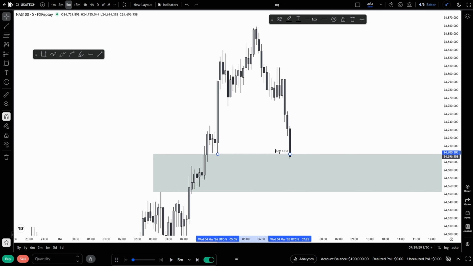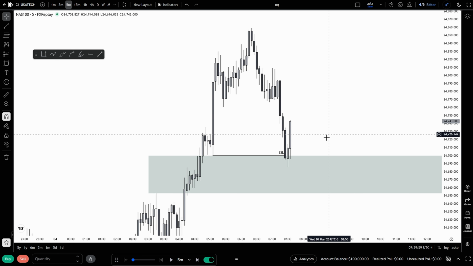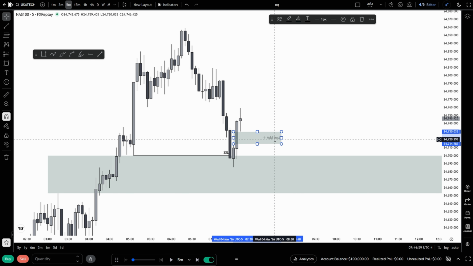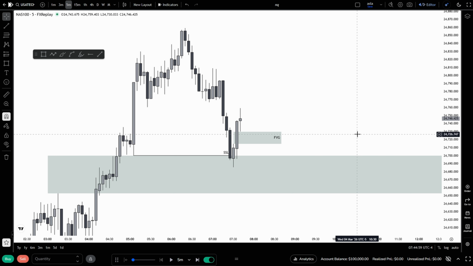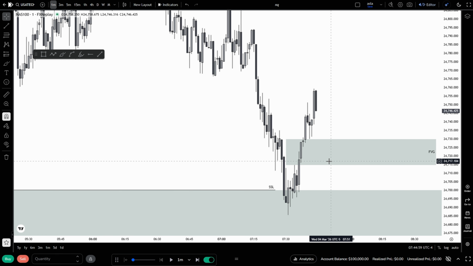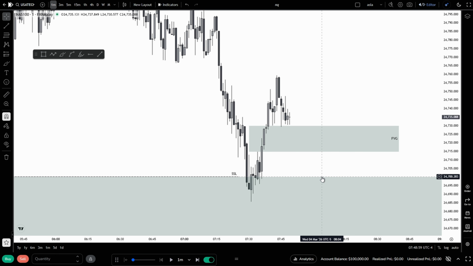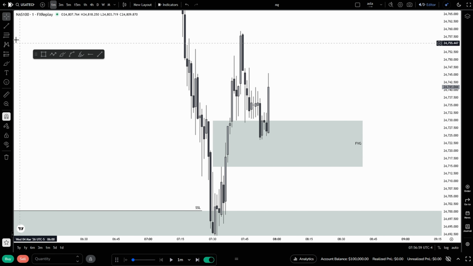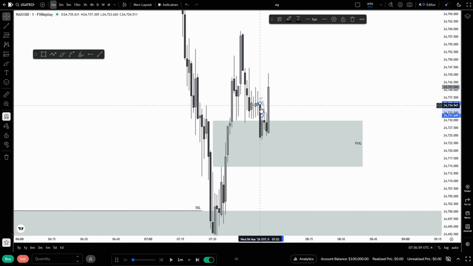What are we looking for now? We want to see a 5-minute fair value gap form after that reaction because that gives us a refined area to work with. And as you can see, we do get that 5-minute fair value gap. Not only that, we also get a liquidity sweep of the low within that move, which adds even more confirmation. So now we have confluence: hourly fair value gap, 5-minute fair value gap, and a liquidity sweep. Now we move down to the 1-minute time frame for execution.